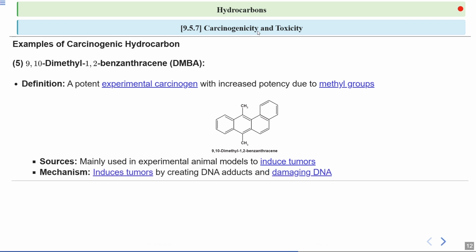So, what about its mechanism? It causes cancer by forming DNA adducts. These are chemical bonds with DNA that damage its structure. This DNA damage can lead to mutations and eventually tumor growth. So, the way DMBA interacts with DNA is what makes it so dangerous.